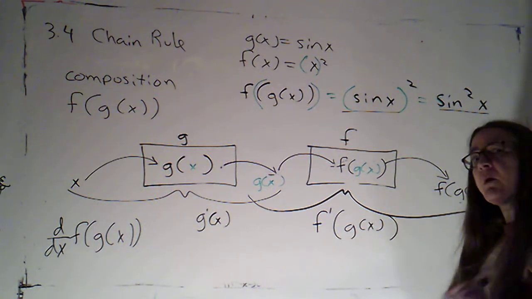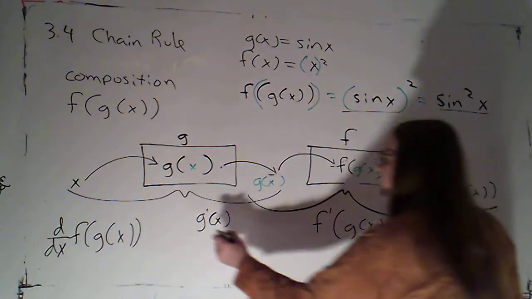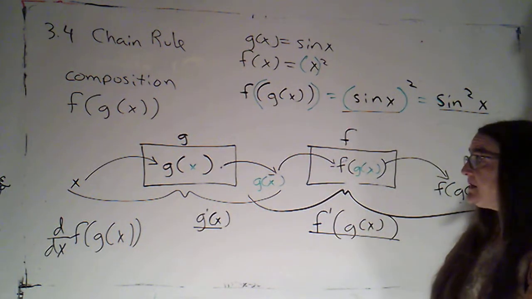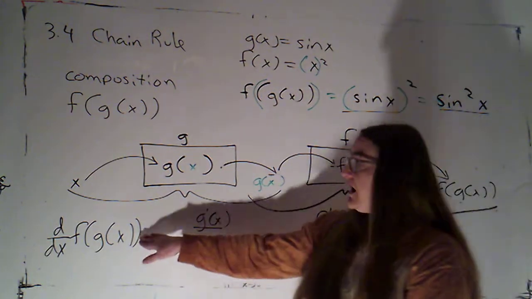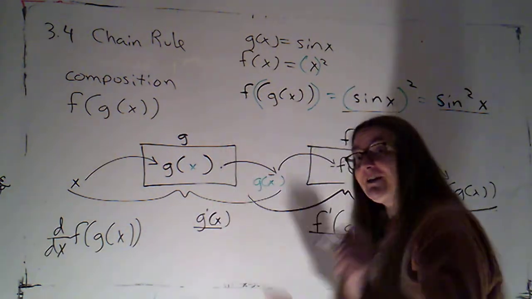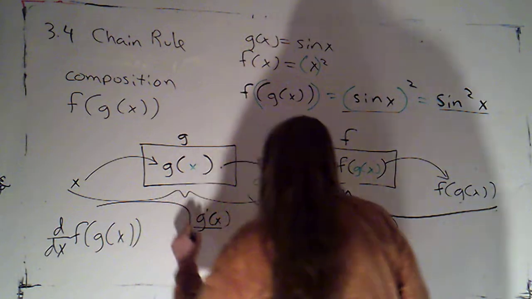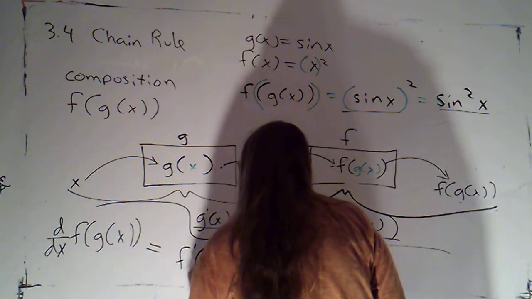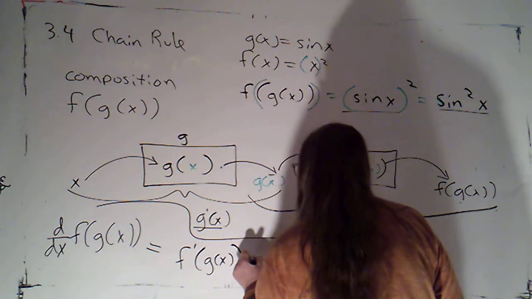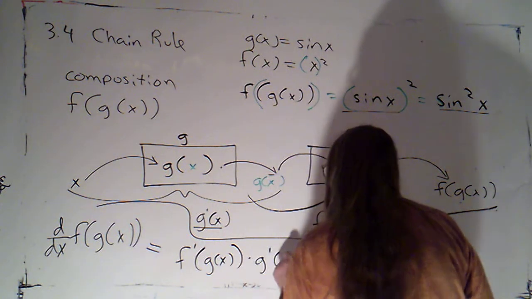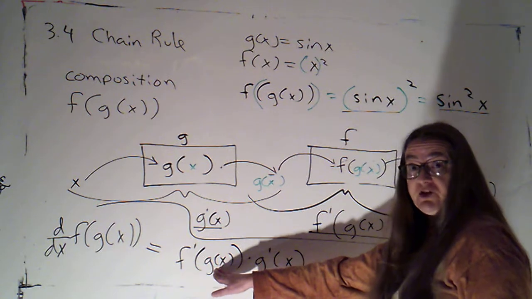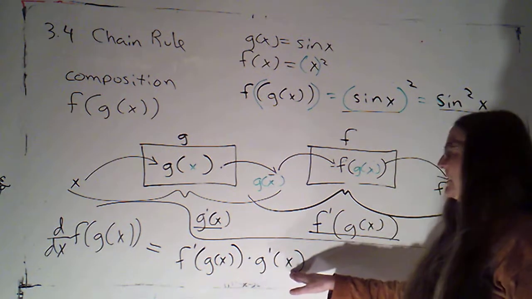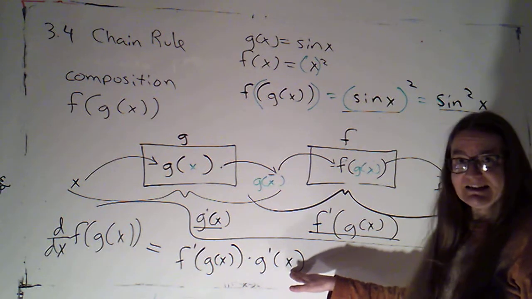But it turns out that what I've suggested is correct, that both of these derivatives are going to be used in building the derivative of the function composition. And it turns out that this formula is just the product of those two things: f prime evaluated at the input to f, which was g of x, multiplied by g prime evaluated at x.